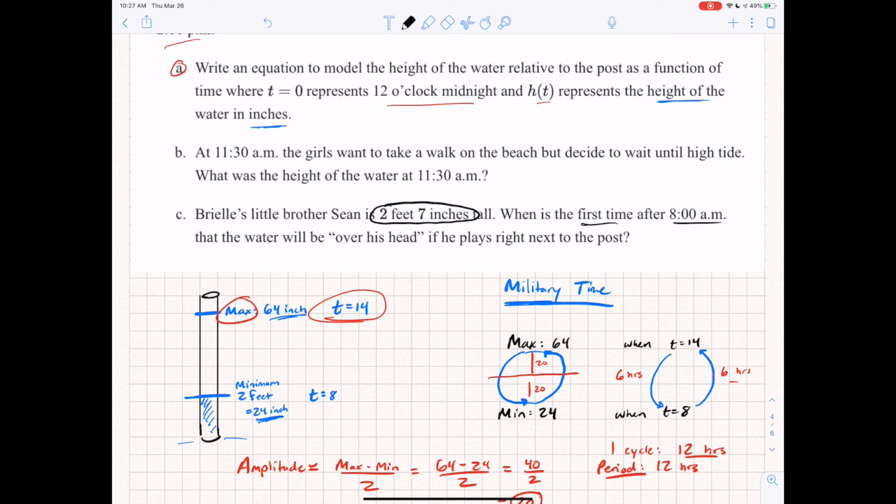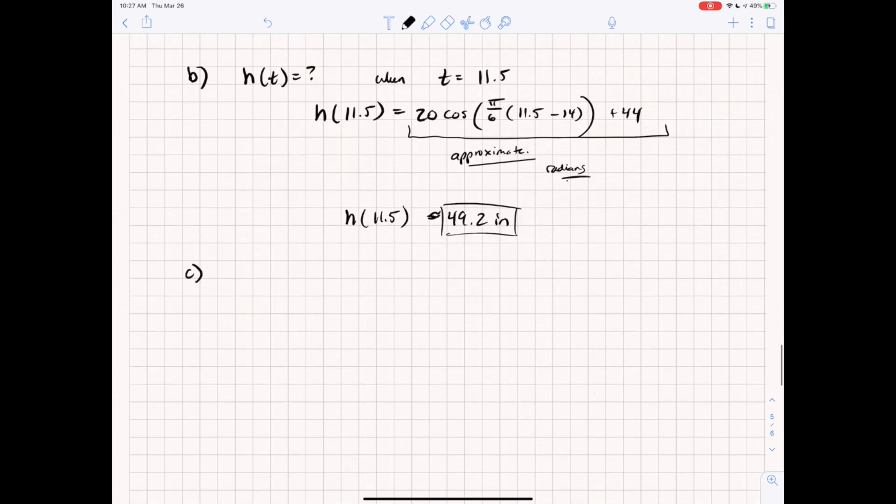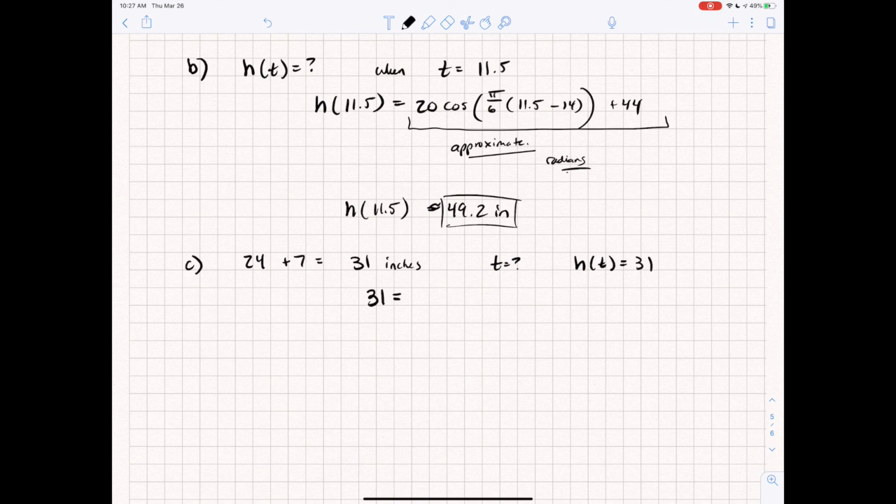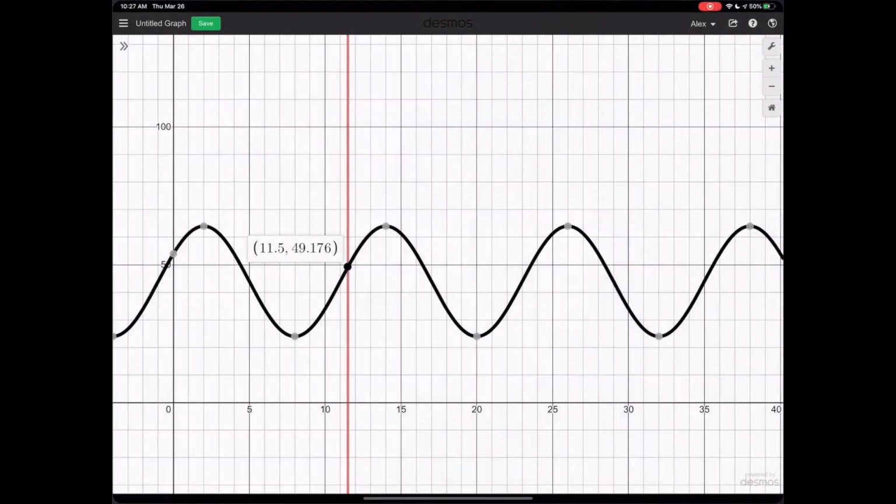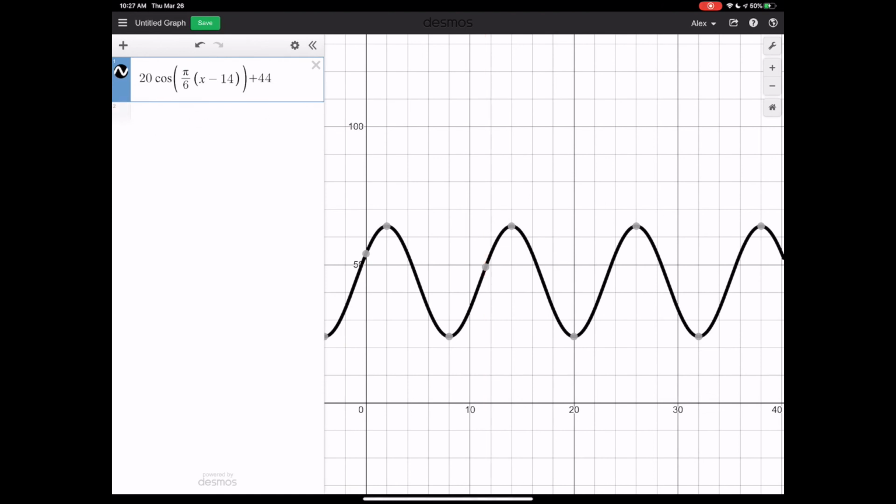All right, well, this is feet and inches. So 2 feet is 24 plus 7. I'm essentially asking, what is t equal to when h of t is equal to 31? In equation form, this would be 31 is equal to 20 cosine of pi over 6 times t minus 14, plus 44. And I want to solve this equation. For now, how we're going to solve this again is by turning to its graph, either by using Desmos or a graphing calculator.